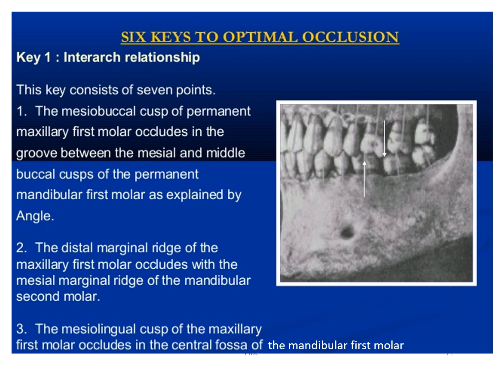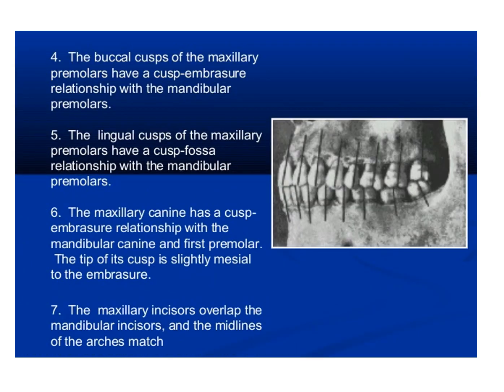The second point is the distal marginal ridge of your maxillary first molar occludes with the mesial marginal ridge of your mandibular second molar. So first molar is done here. How the second molar should be, that's given here. Next is the mesiolingual cusp of the maxillary first molar occludes in the central fossa of your mandibular first molar. The buccal cusp of the maxillary premolars have a cusp-embrasure relation with your mandibular premolars.